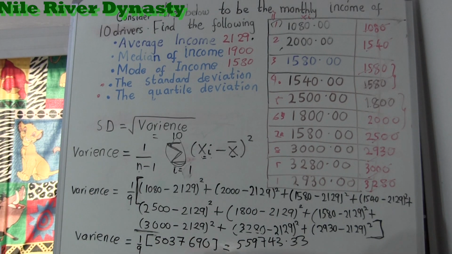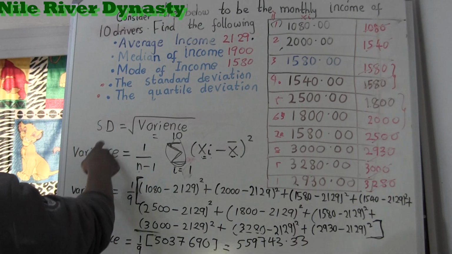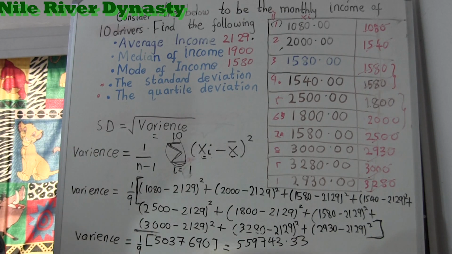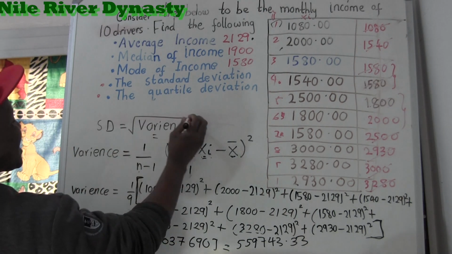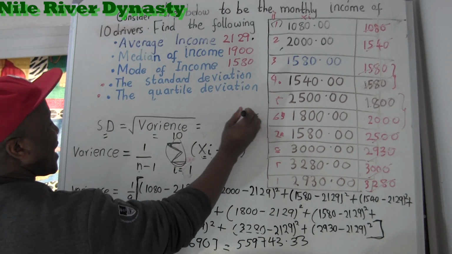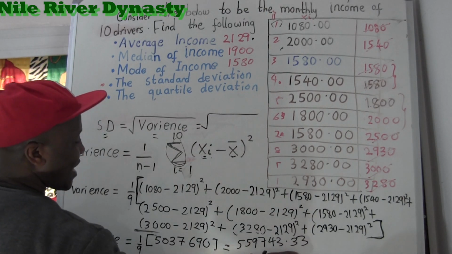So after you get your variance, what do you do? I'm not done yet. I want to get the standard deviation, which means I have to take the square root of this variance. This is easy. So my standard deviation, SD, equals the square root of my variance. So take your variance here and plug it there.